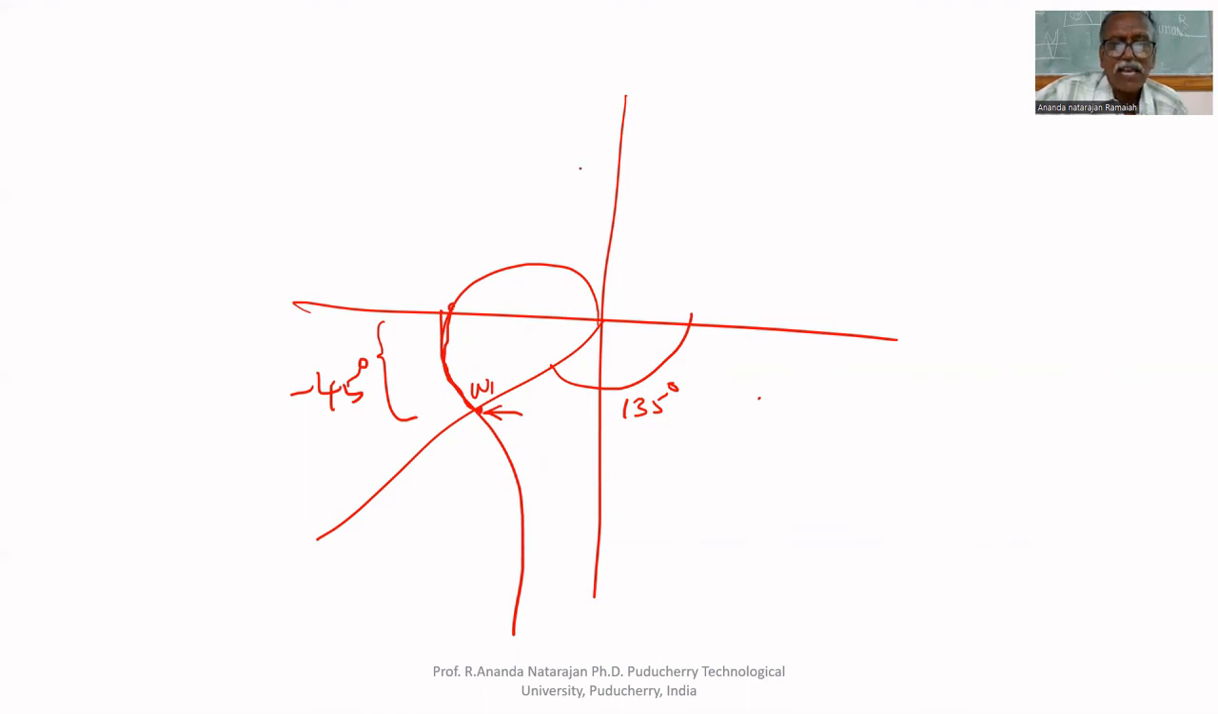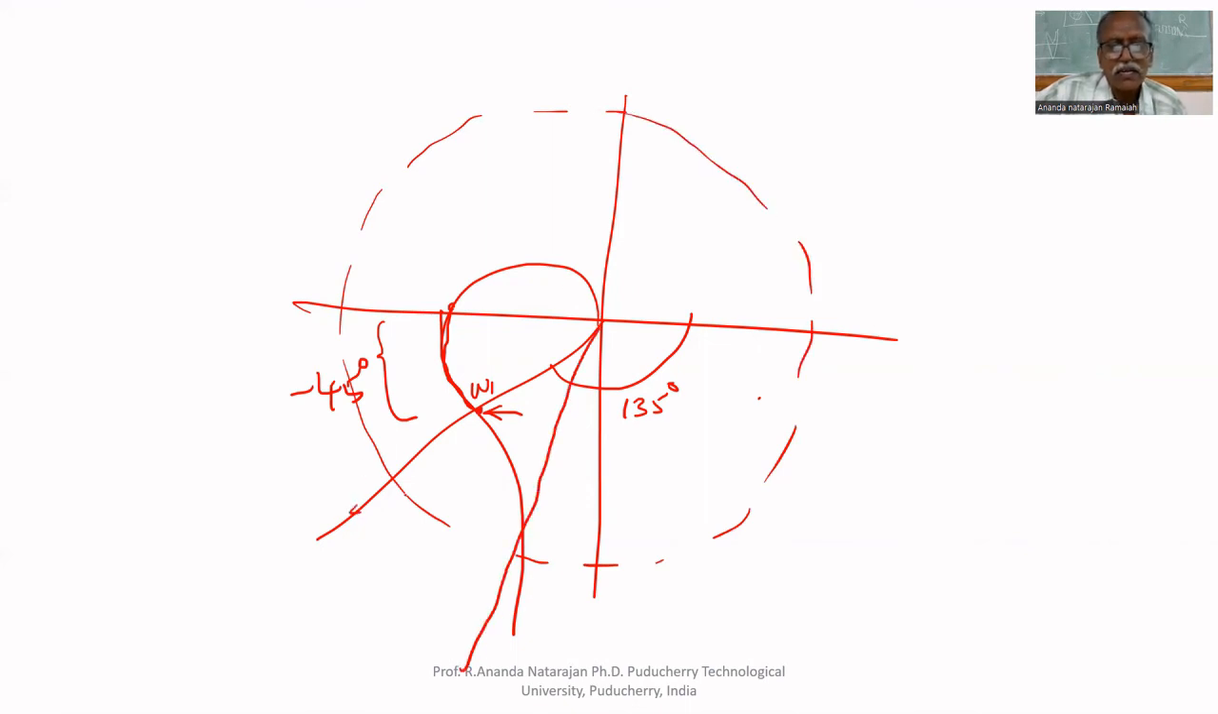Suppose I'm having a unit circle like this. This plot crosses the unit circle here. This is minus j. This is plus j. This is minus 1. This is plus 1. Am I correct? Unit circle. Here, the angle is not 135. Let it be 90 plus 20, how much? 110.